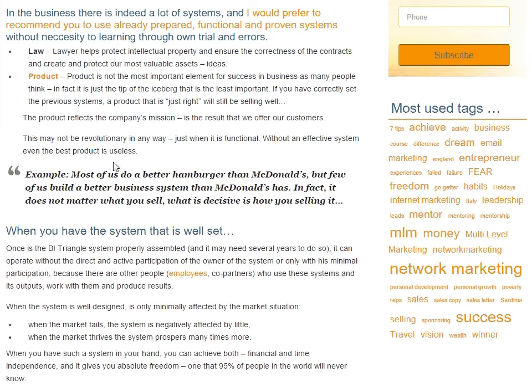Example. Most of us can make a better hamburger than McDonald's, but few of us can build a better business system than McDonald's has. In fact, it doesn't matter what you sell. What is decisive is how you sell it.